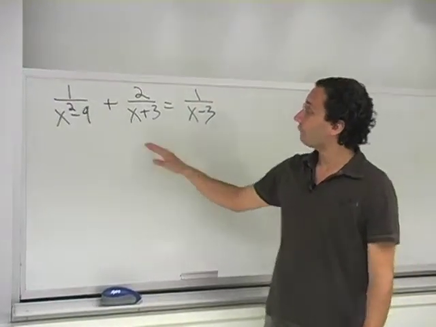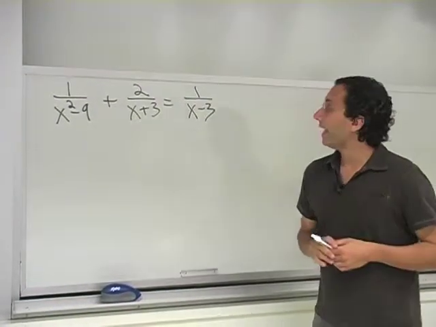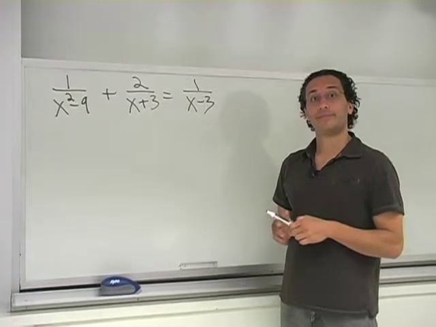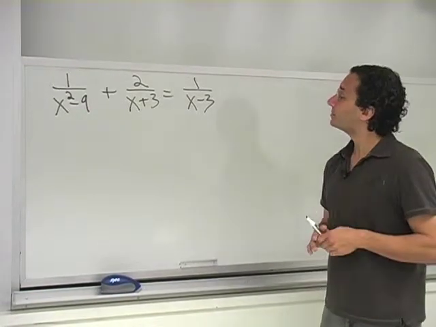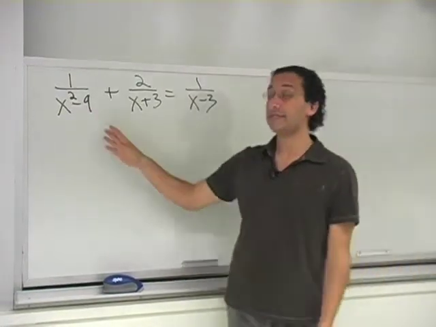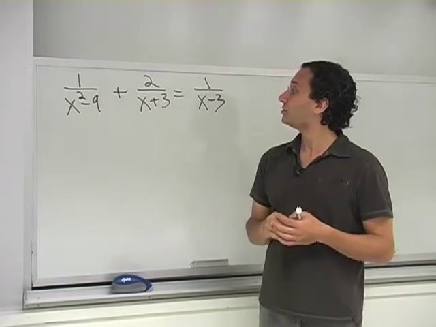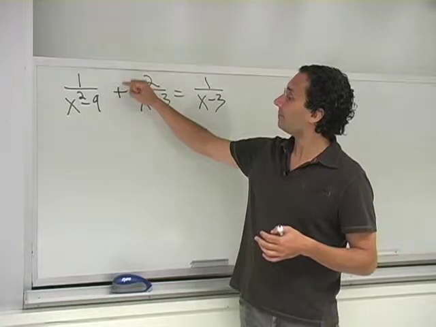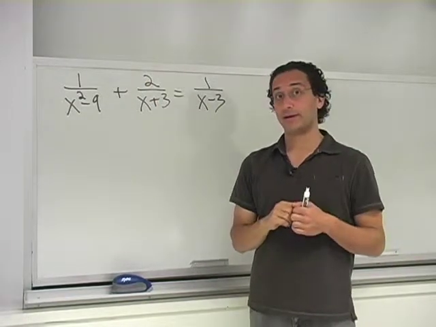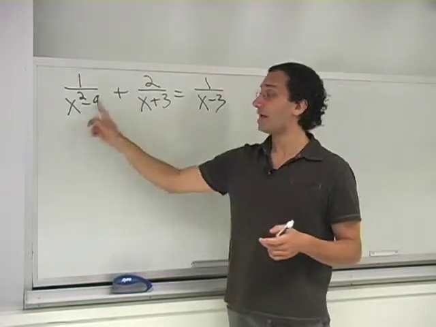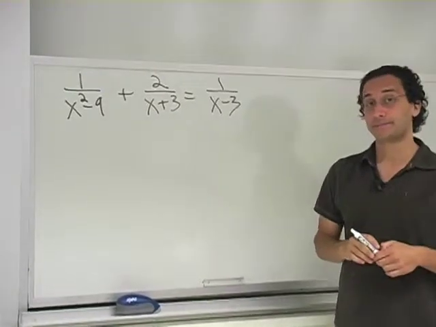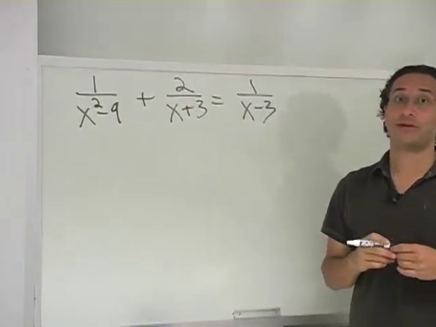Here we have a rational equation, and we'd like to solve it. The method that we're going to use is to find a least common denominator. We're then going to put everybody over that least common denominator, mush together the left-hand side, and then set our numerators equal to each other.